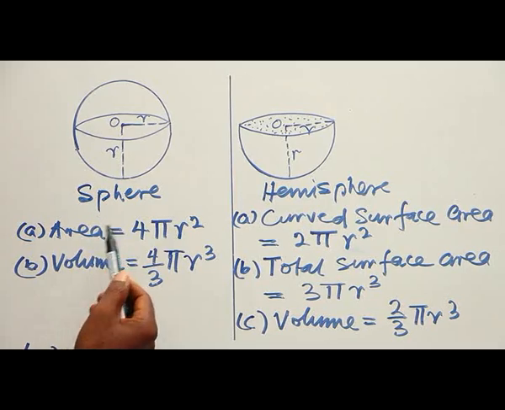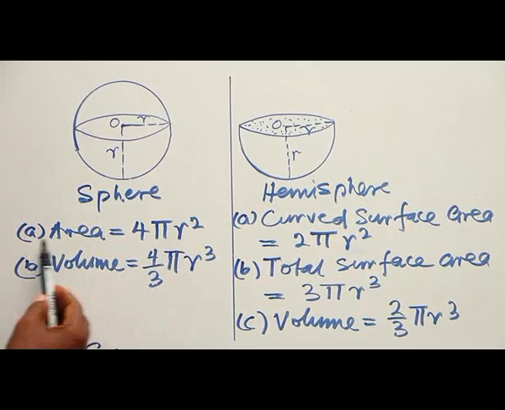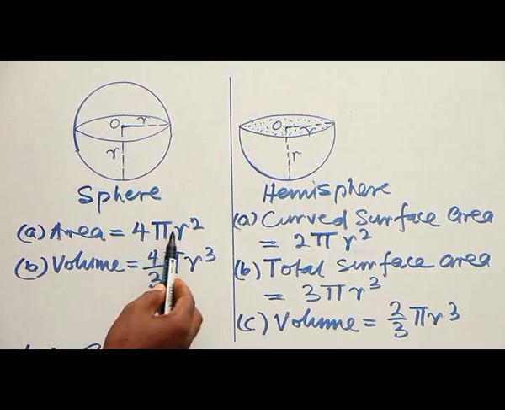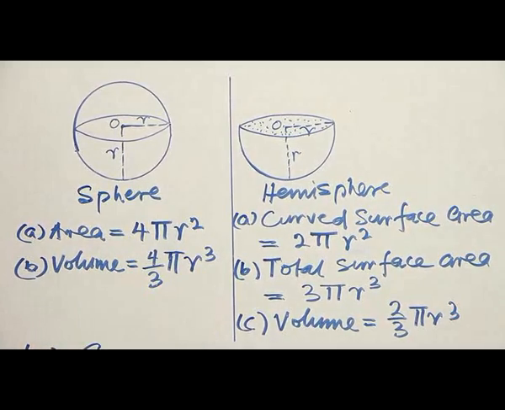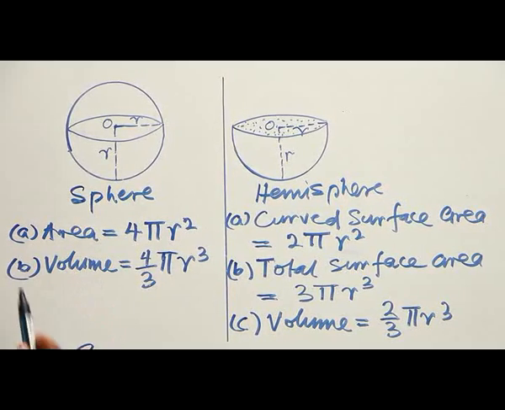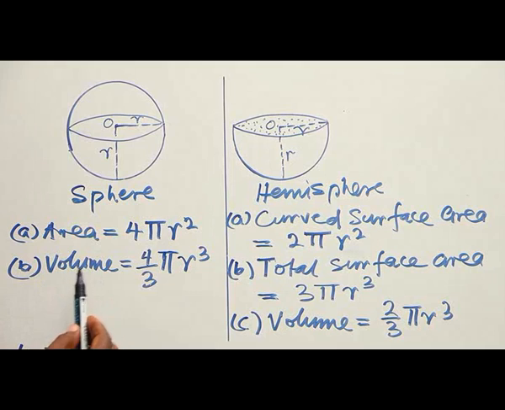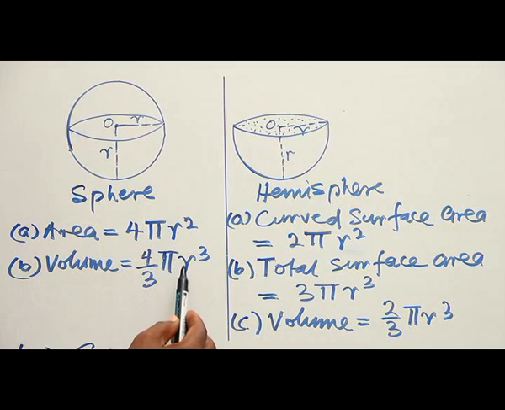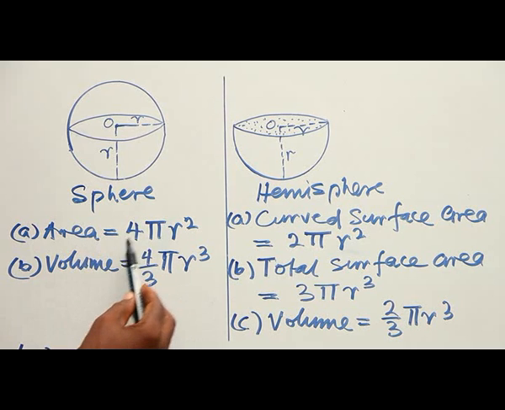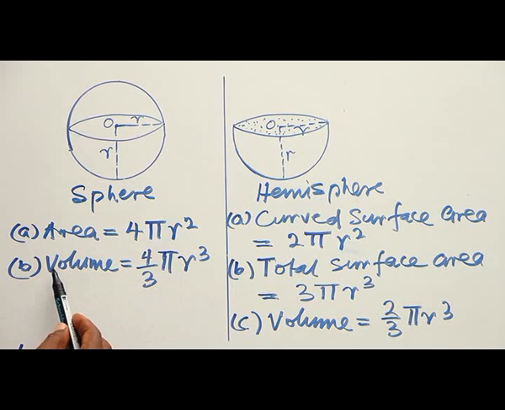Under the sphere we have the area, and the area of a sphere is 4 pi rho squared, which means 4 times the area of a circle. B, the volume, is 4/3 pi rho cube. With this formula, you can find the area of a sphere and also find the volume of a sphere.